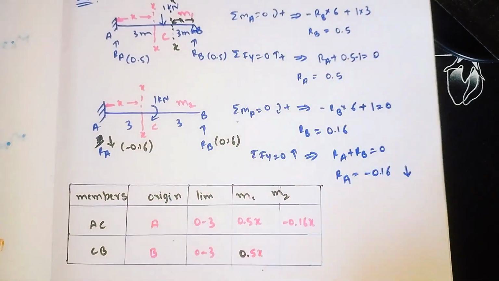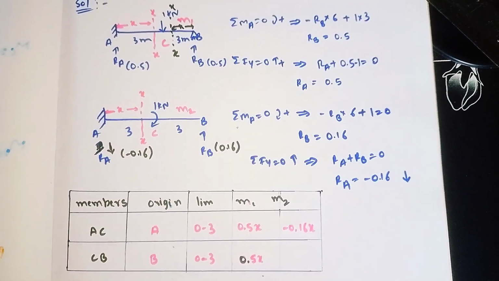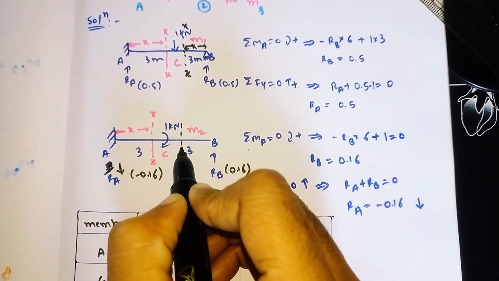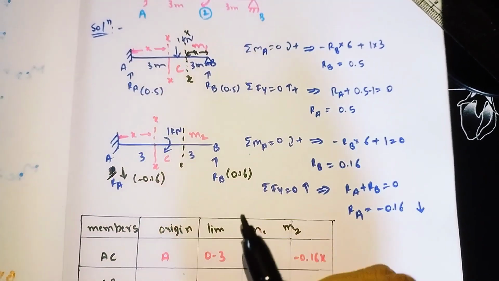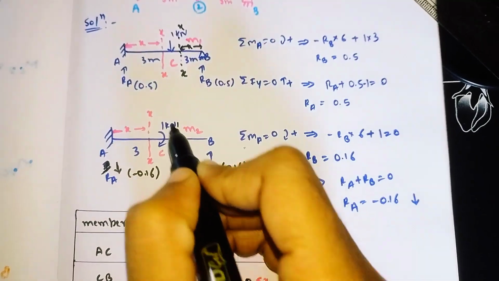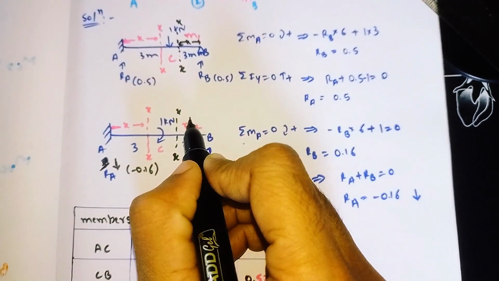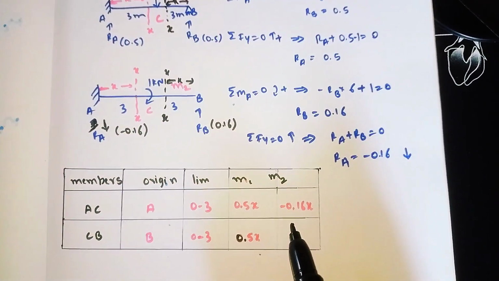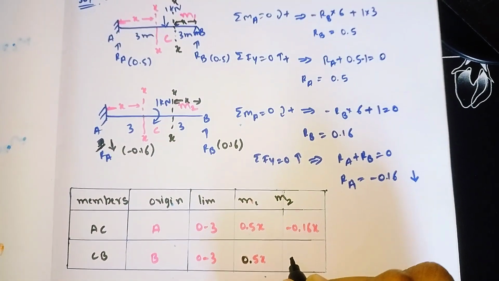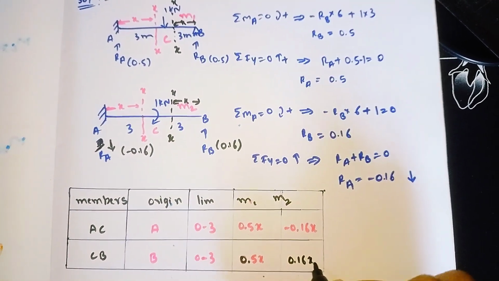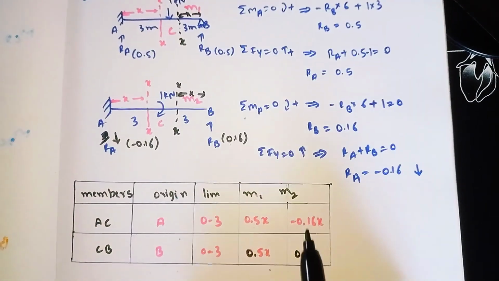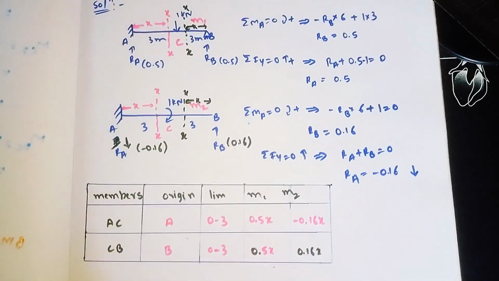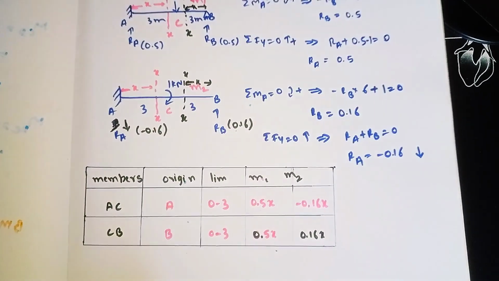Similarly for m2, our origin is B, we have taken. If you cut the section xx far away from the origin B, at a distance of x from the origin, here the intensity is 0.16, so it is also moving upward, so positive 0.16 into x at a distance of x. This is our m2 for the member CB. So now we have calculated the moment for each member.